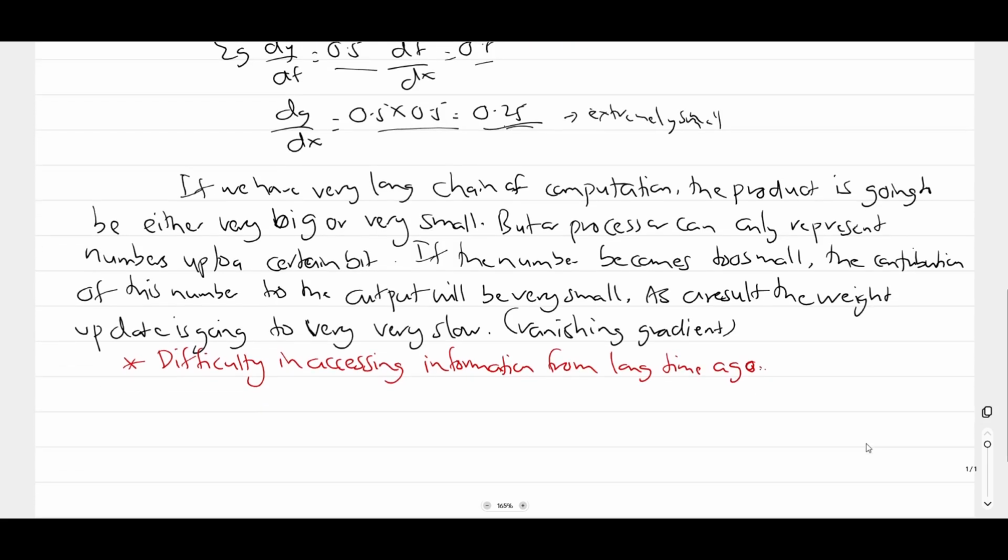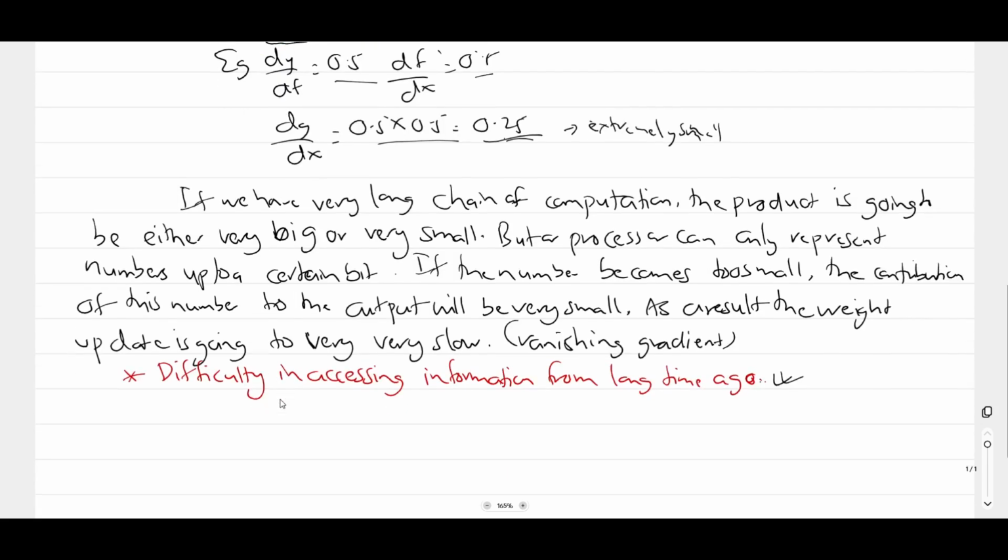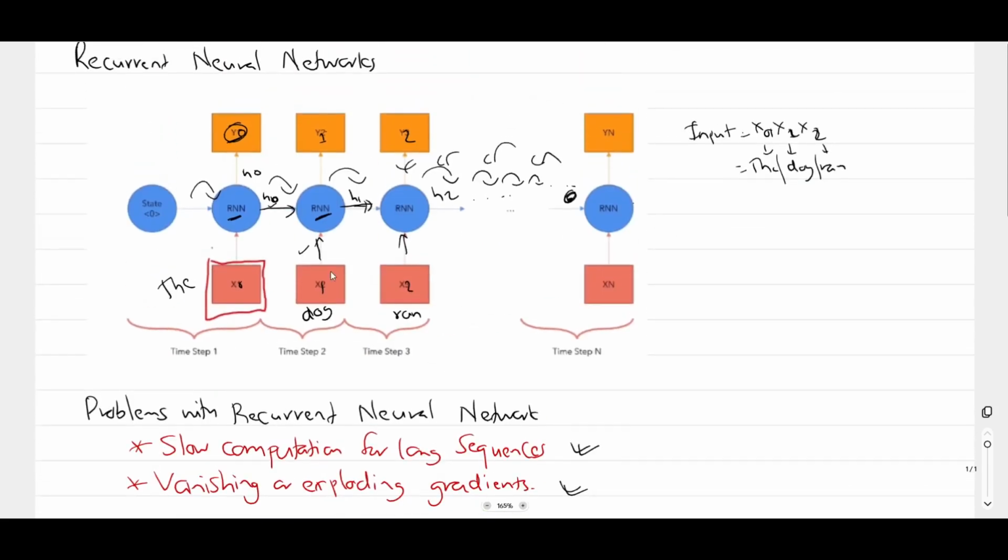And then the third problem is difficulty in accessing information from long ago, which means short-term memory. This particular problem is a direct consequence of the vanishing gradient issue and how the single hidden state carries the memory. Recall that the hidden state at any time step, we'll call it h_t, must capture the useful information from all previous time steps.